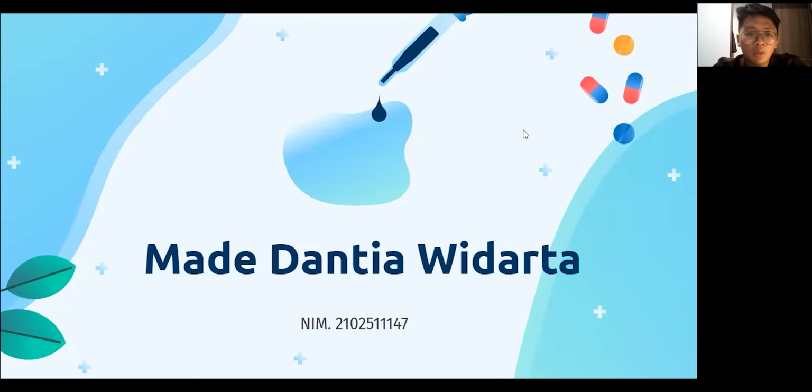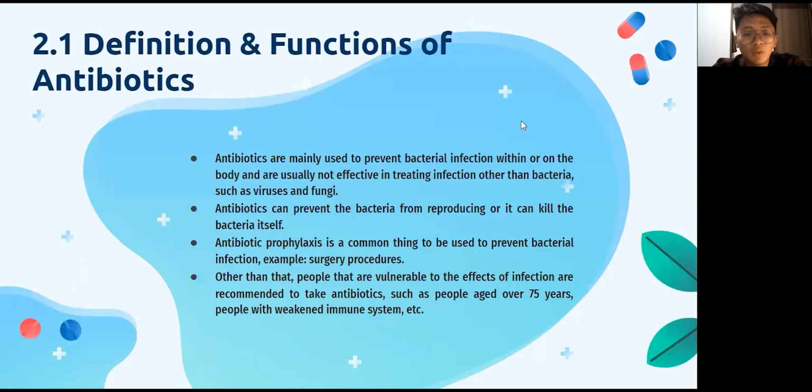And now I will explain about the functions of antibiotics. Antibiotics are mainly used to prevent bacterial infections within or on the body and are usually not effective in treating infections other than bacteria, such as viruses and fungi. By directly targeting the bacteria, it can prevent the bacteria from reproducing, or it can kill the bacteria itself. Because many infections are caused by viruses, nowadays antibiotics are rarely used to treat trivial infections.